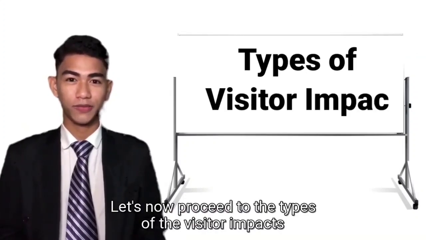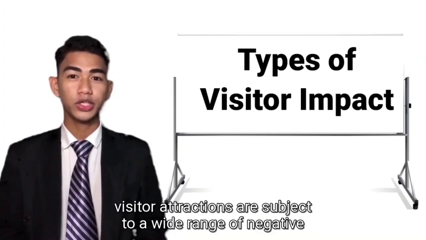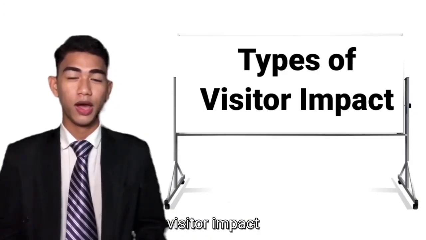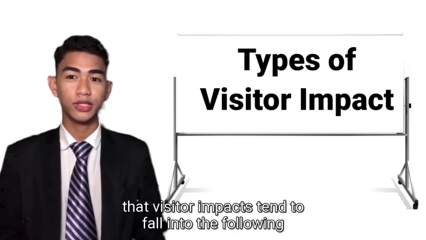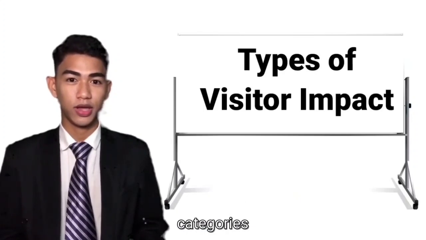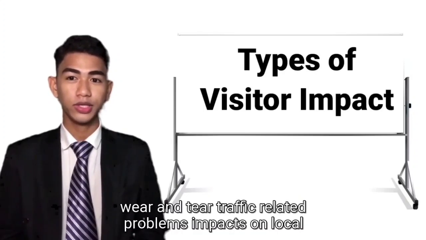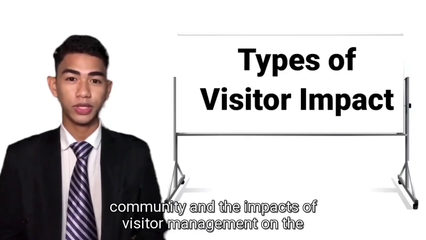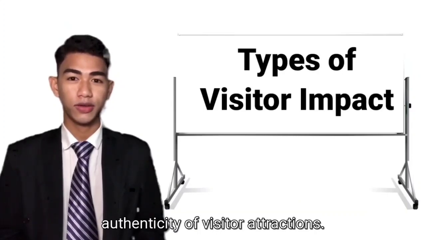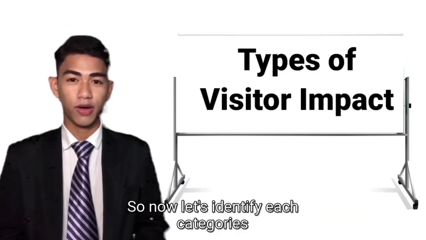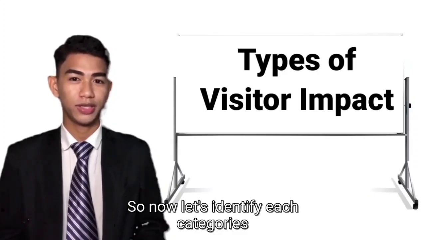Let's now proceed to the types of visitor impact. Visitor attractions are subject to a wide range of negative visitor impacts. A report by the English Tourist Board, 1991, suggests that visitor impacts tend to fall into the following categories: overcrowding, wear and tear, traffic-related problems, impacts on local community, and the impacts of visitor management itself on the authenticity of visitor attractions. So now, let's identify each category.